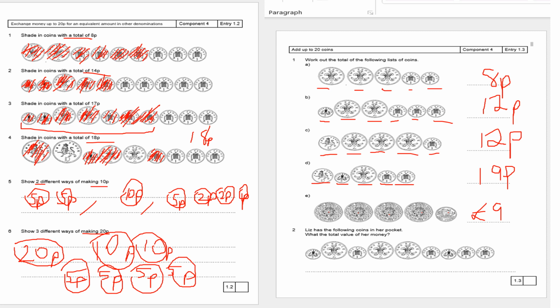Question number 2. Liz has the following coins in her pocket. What is the total value of her money? So 5, 6, 7, 8, 10, 12, 13, plus the 5 is 18, 19, 20. So it's 20 pence. Let's just double check that again quickly. 5, 6, 7, 8, 10, 12, 13. 13 plus 5 is 18, 19, 20. Yep, so that is correct.